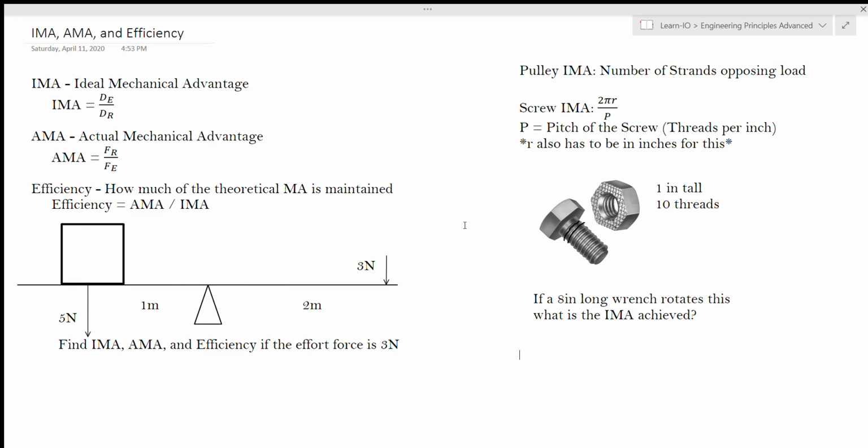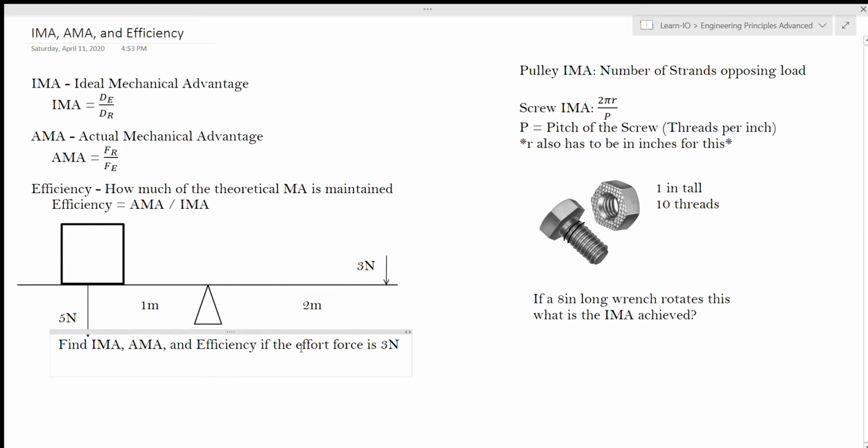So the efficiency is how much of the theoretical MA or the IMA is maintained as AMA. And it's calculated by dividing the actual mechanical advantage by the ideal mechanical advantage. Again, this is because no machine is completely efficient. Your ideal mechanical advantage will almost never be your actual mechanical advantage. Actually, it never will be, because you're always going to be losing some of the effort that you put in to friction, to air resistance, and to other such forces. So with all of that said, let's hop into an example to understand these equations just a little bit better.